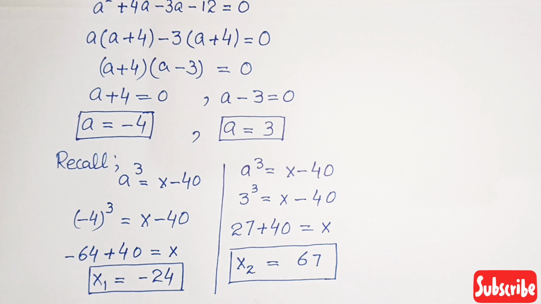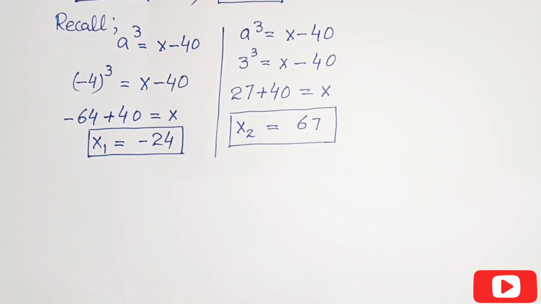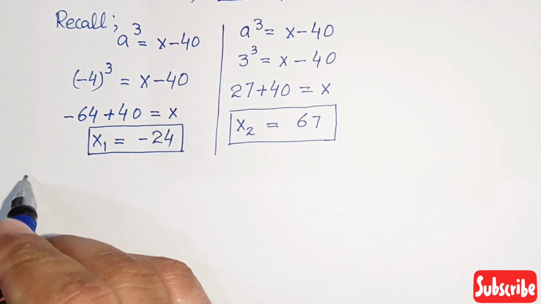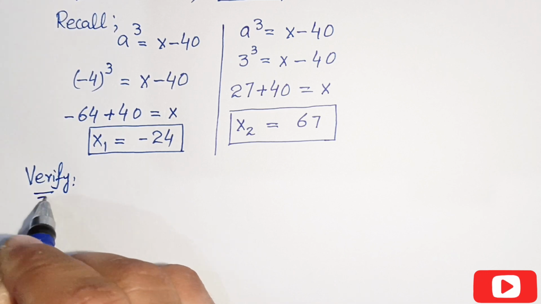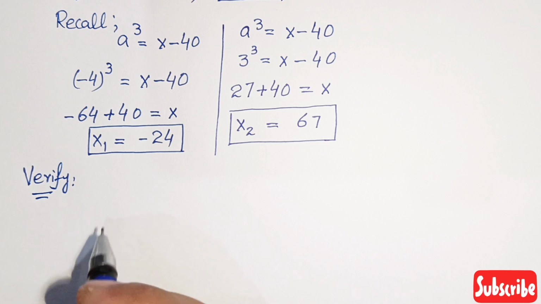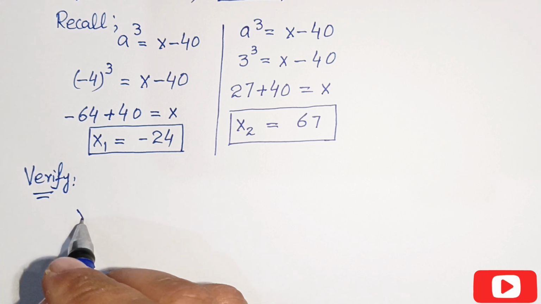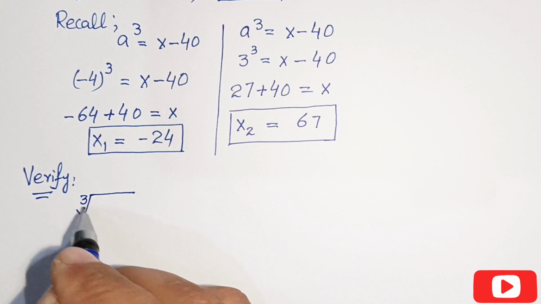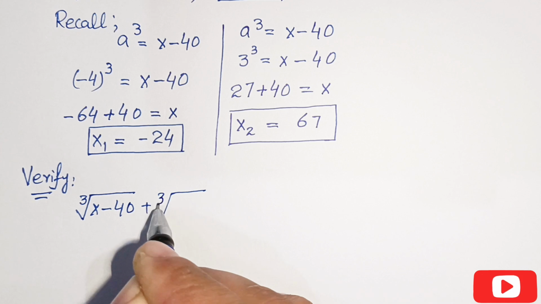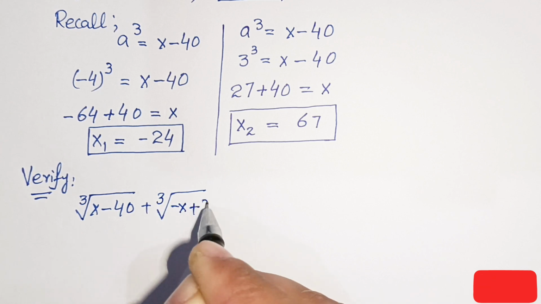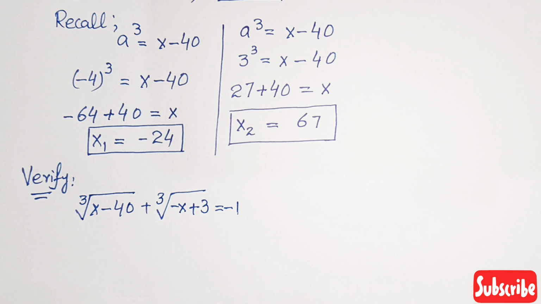So this is what we had to find out, the value of x. Now we are going to verify our result for both these values. For verification, we have to recall our problem. So our problem is that cube root of x minus 40 plus cube root of minus x plus 3 is equal to minus 1. Now we are going to verify these two values.